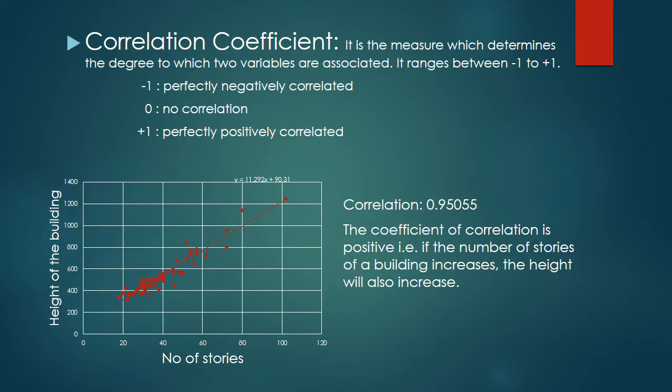Let us understand this with an example. Here we take two variables, height of the building and number of stories. The correlation between the two variables is found to be 0.95. This means the correlation is positive. That is, as the number of stories of a building increases, the height will also increase.